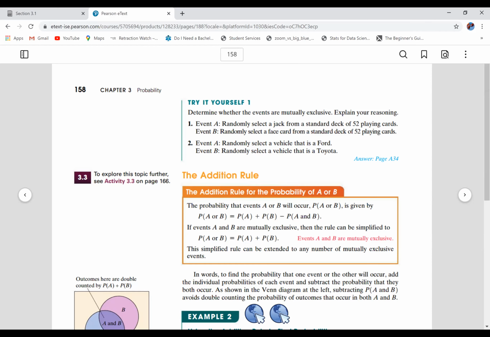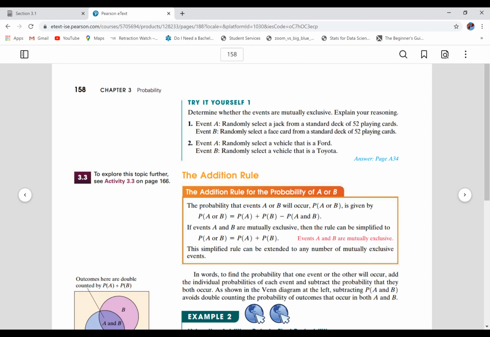So you randomly select a jack from a standard deck of 52 playing cards. That's event A. And randomly selecting a face from a standard deck of 52 playing cards. The question is, is it possible to select a face that turns out to be a jack, guys? Yes or no? Yes. Then if your answer is yes, the events are not mutually exclusive. Not mutually exclusive. What about number 2, guys?